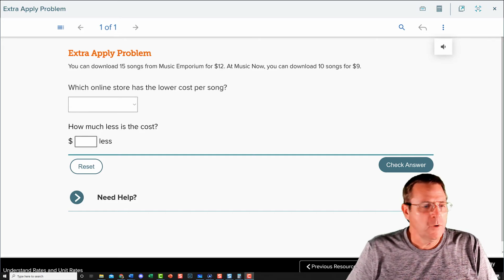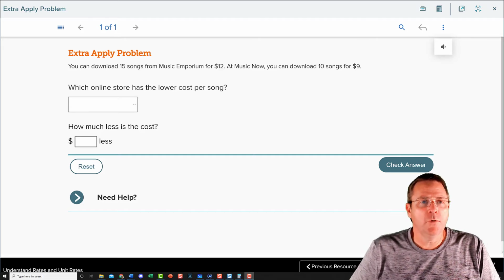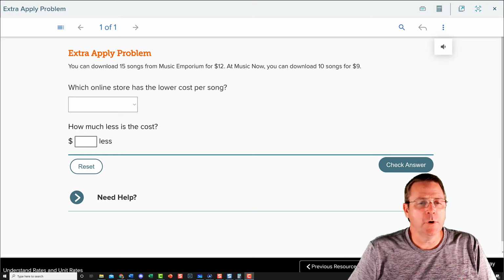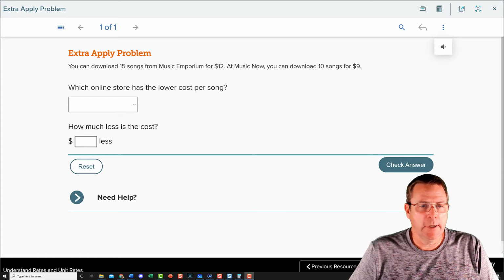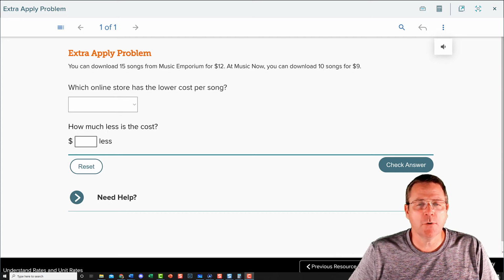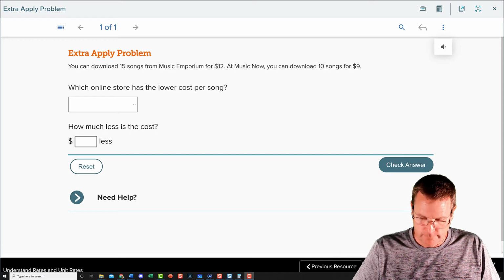All right, we are on resource number 10. This is for you to do. Solve it. You have 2 questions to answer. If you need help, you can click on the need help box, check your answer, and then I'll show you what I did when I'm all done. Pause the recording while you work on it.